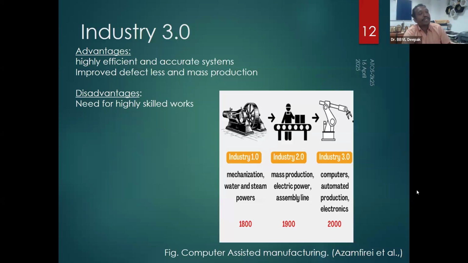Okay, so this is the main problem here with industry 3.0. It is the necessity of skilled workers. Of course, as compared to the previous industry 1.0 and industry 2.0, it is quite good and gives us efficient works and products.